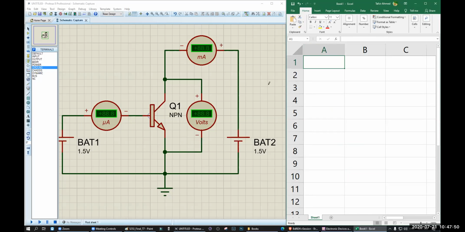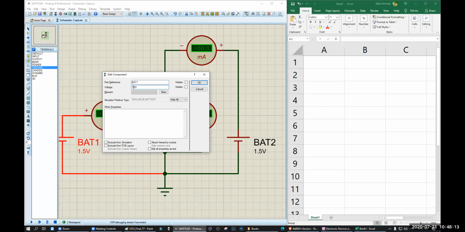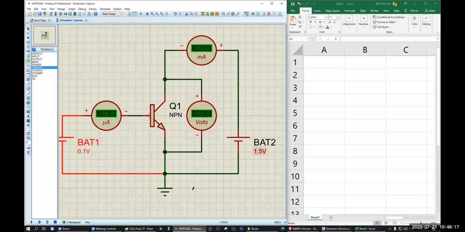Now here, what you have to do? We will vary the IB, and we will see what is IC and what is VCE. That's it. So how can we vary the IC? We will change the battery. See here, they are saying max, max, max, because the battery is bigger. So I'm going to change the battery voltage, let's say to 0.1 volt. We'll start from 0.1 volt.